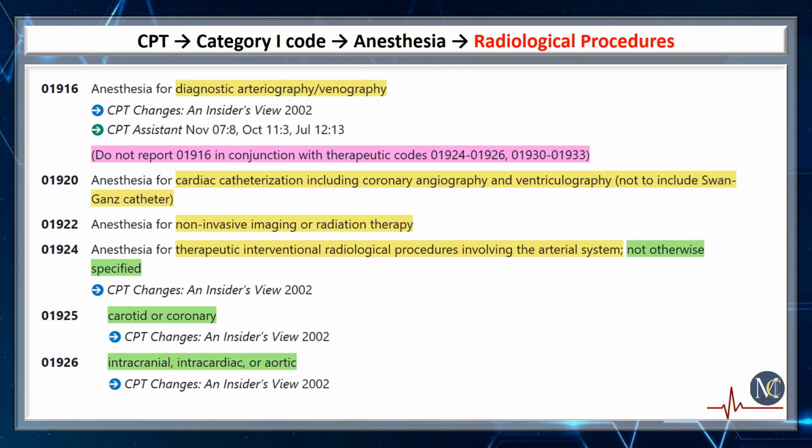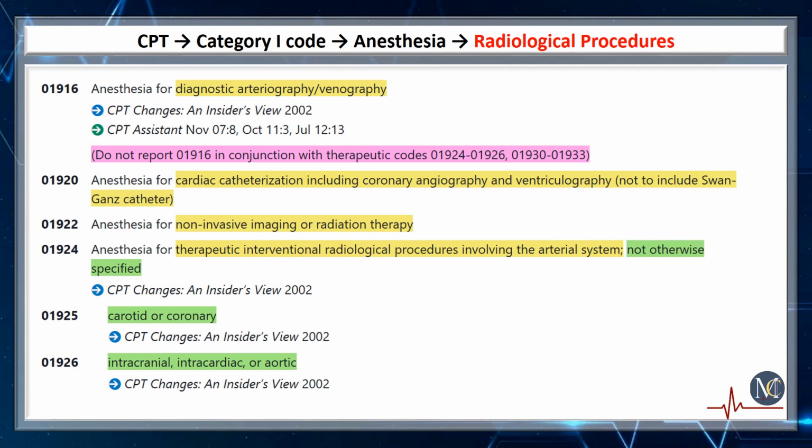Next code is 01922. Anesthesia for non-invasive imaging or radiation therapy. Non-invasive treatment means that a procedure does not require the doctor to break skin. Non-invasive imaging or radiation therapy is a set of medical techniques that enable healthcare providers to visualize internal structures, organs, or function without the need for surgery or invasive procedures.